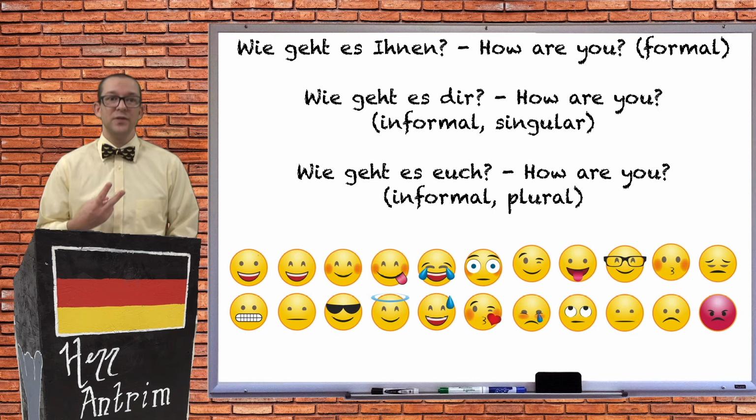The second question you need to be able to answer is wie geht es Ihnen? How are you? This is the formal version. For the du version, you would say wie geht es dir? Often it's shortened just to wie geht's? And the ihr version would be wie geht es euch?